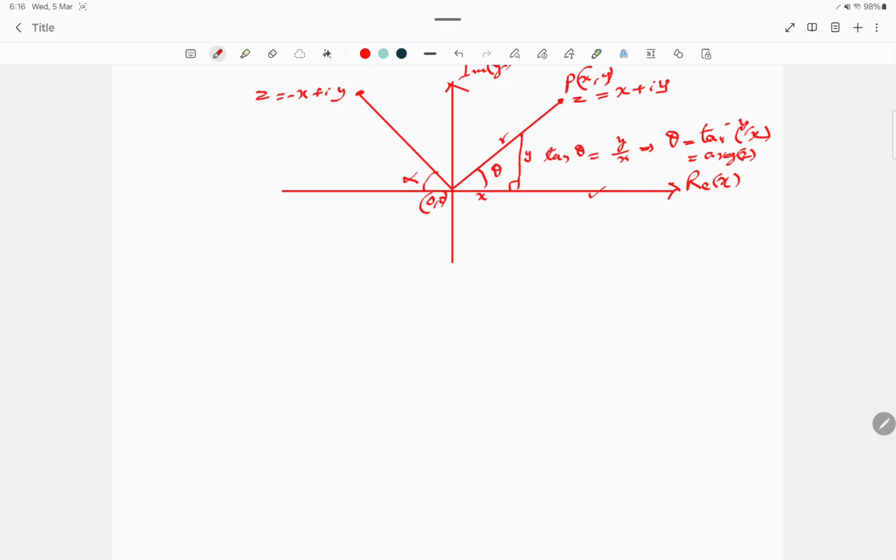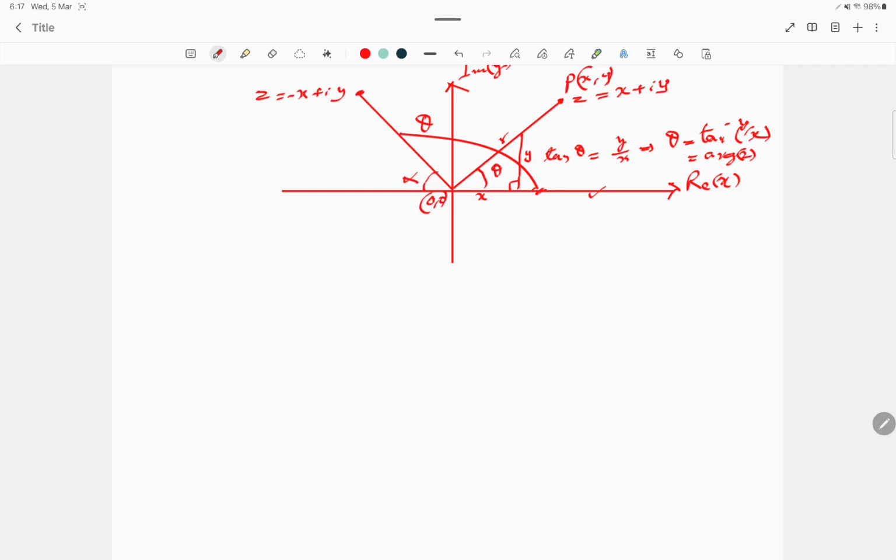Now what is the argument of this complex number? Argument means the angle made by this line with the positive axis. So this is the positive axis. Here the angle is theta, so the argument is theta. Now we have to find what theta is.